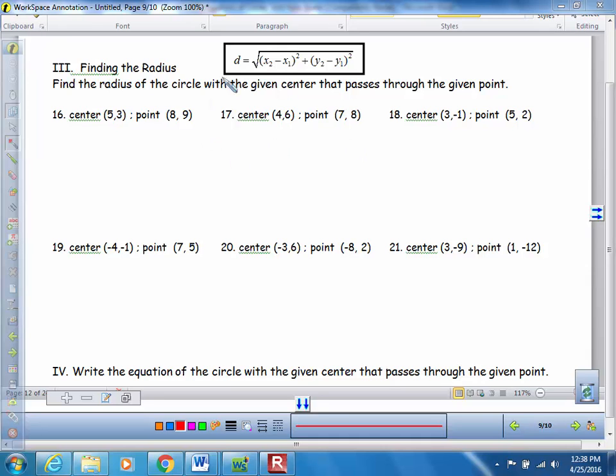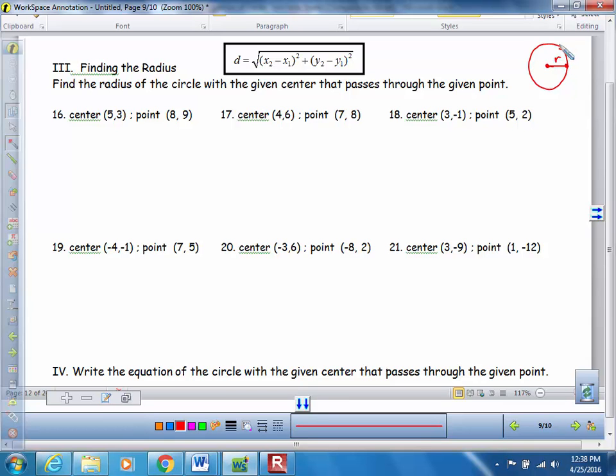Okay, so normally when we write an equation, we need our center and our radius in order to write it. Here, they don't actually give us our radius, so they want us to find it. So if I had a circle and they gave me the center and a point on the side, what would I need to find? The distance, okay? The distance from the center to the side, and that's our radius. That's what we need to find.